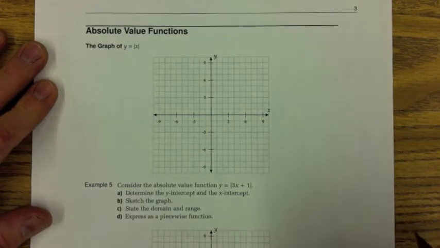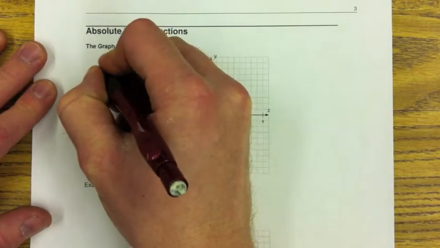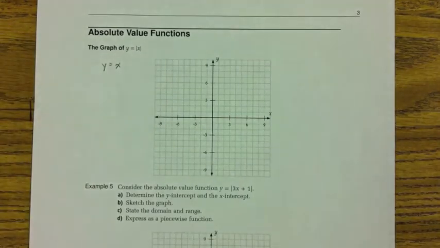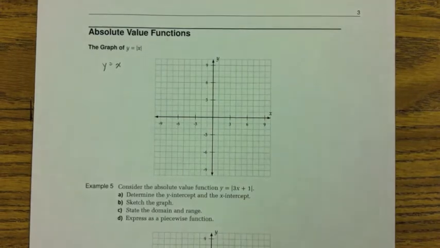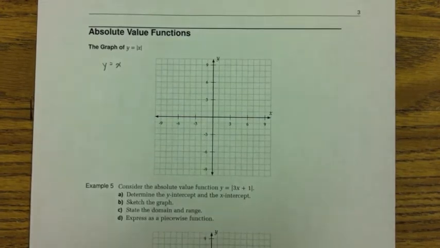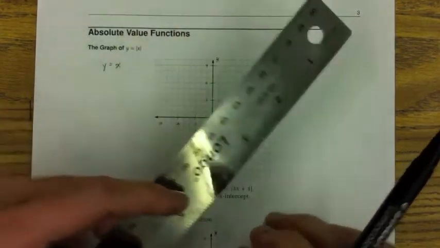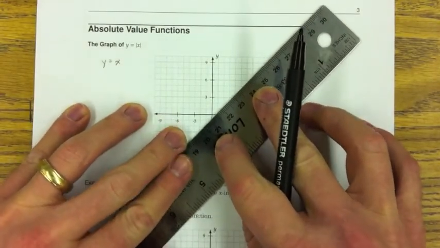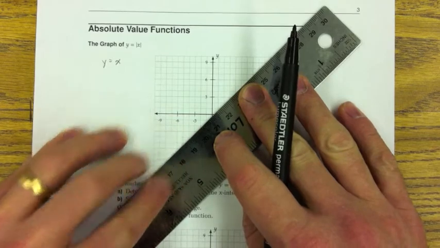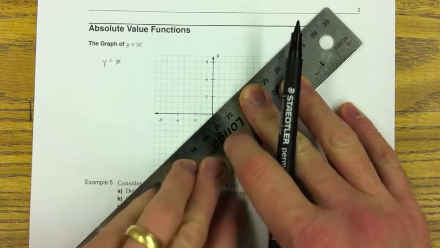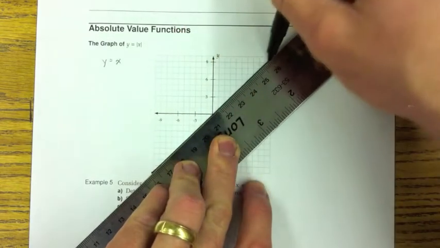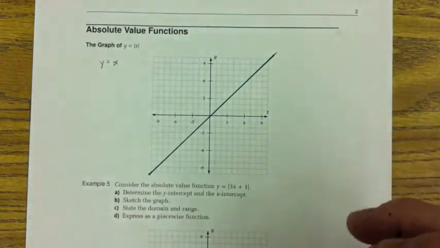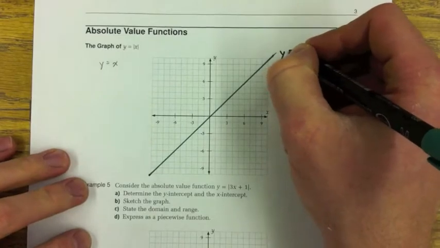To graph absolute value functions, you start by graphing the original associated function. In this case, we draw the graph of y equals x. Hopefully you remember from previous courses that y equals x is a straight line. It's got a slope of 1 and a y-intercept of 0. So here we go. I'm going to draw this graph in green.